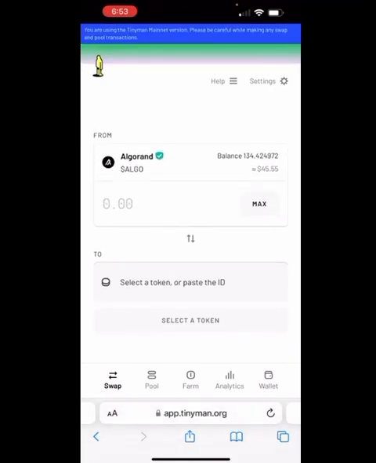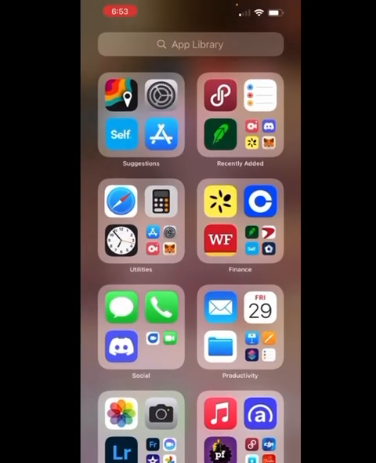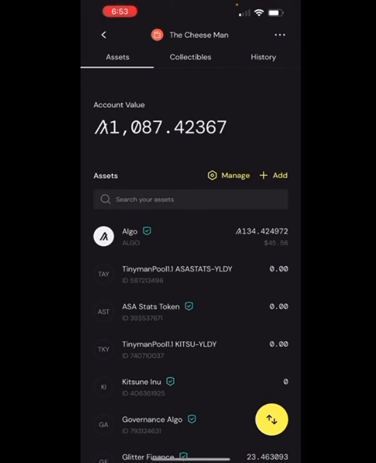And there's that. So that's how you use Pera Wallet in the Algorand ecosystem.